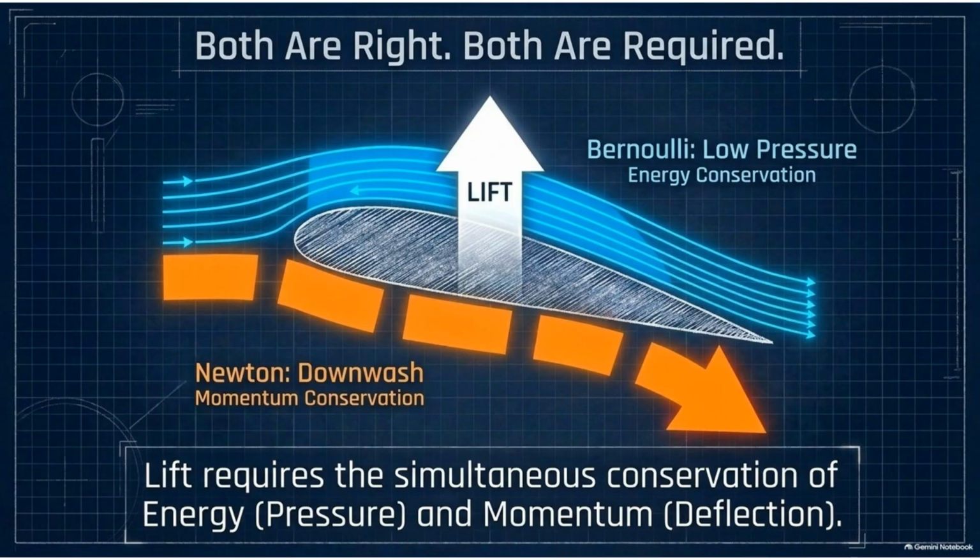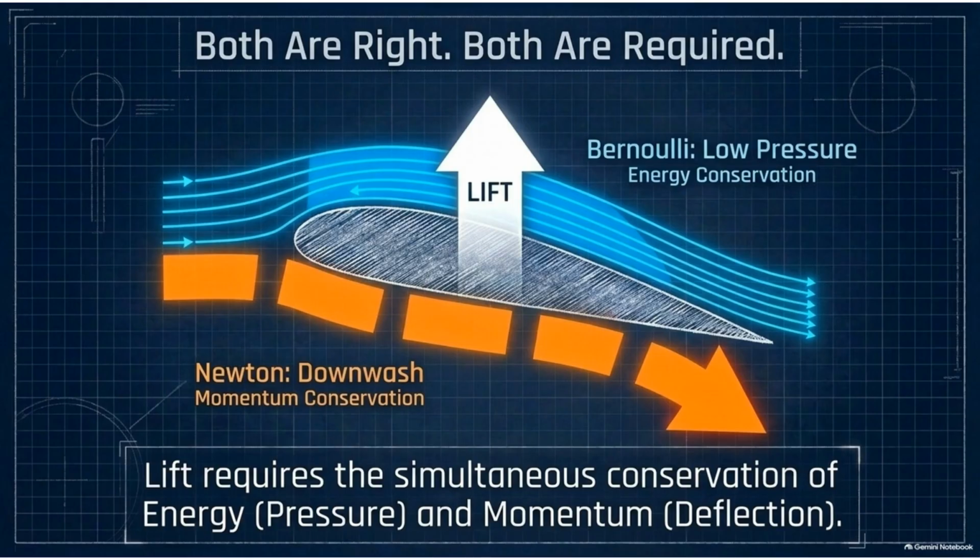Aerodynamic lift is not a debate between Bernoulli and Newton, both principles are correct and required. Flight demands the simultaneous conservation of energy and momentum. Bernoulli's principle accounts for the low-pressure zone created by accelerating air above the wing, while Newton's laws explain the equal and opposite upward force generated by downward air deflection, or downwash. Neither model alone provides the full picture. True aerodynamic lift exists at the intersection of both, where pressure differentials and momentum conservation work together to hold an aircraft aloft.